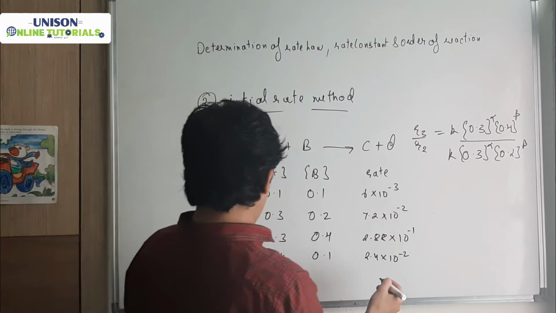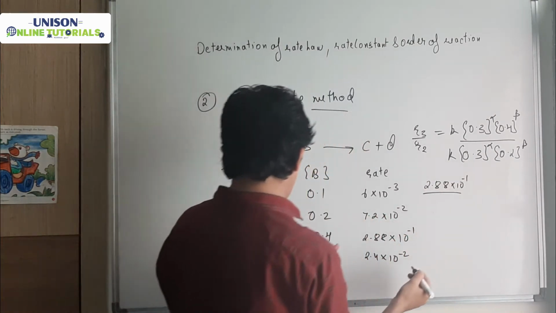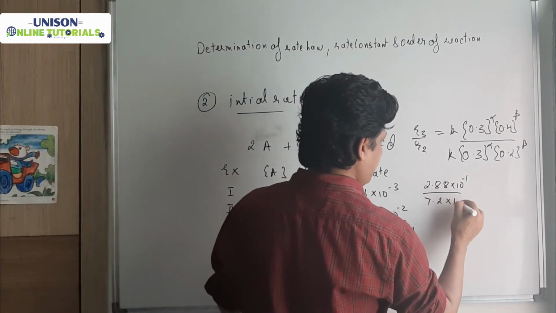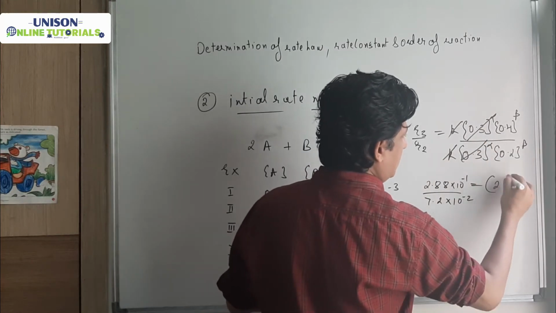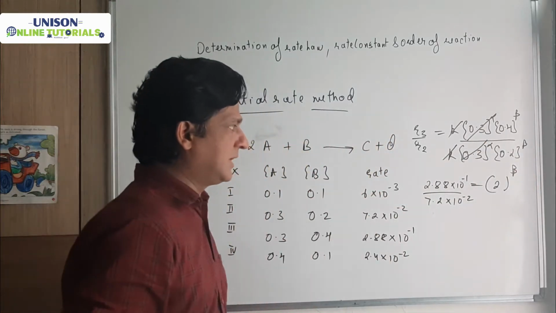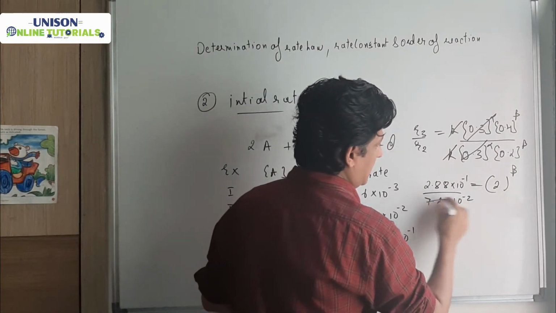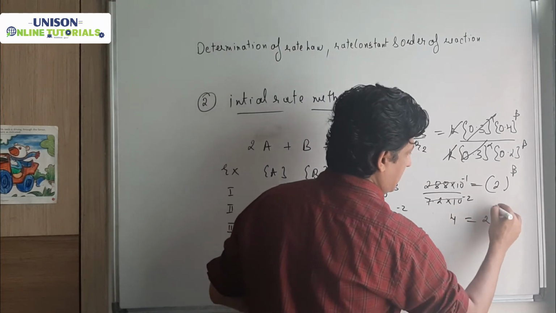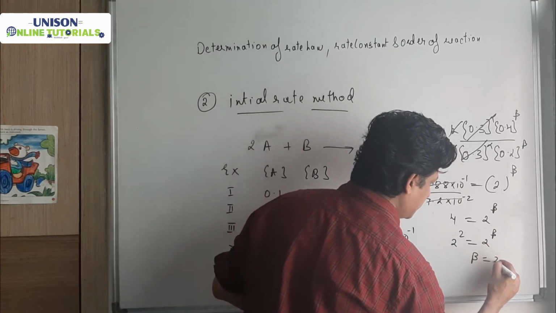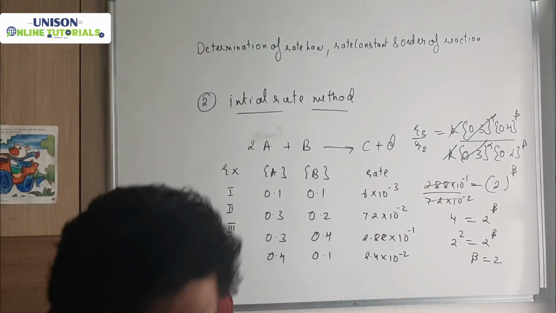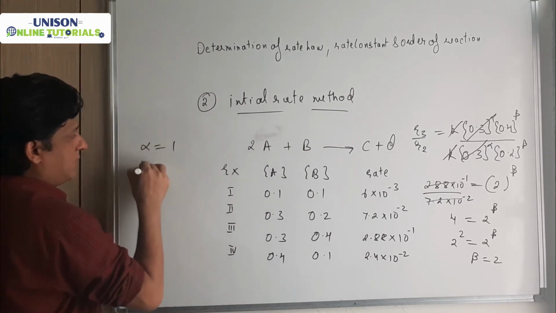Clear? Rate 3 is 2.88 into 10 to the power minus 1 upon 7.2 into 10 to the power minus 2. So this gets cancelled, this gets cancelled. It comes 2 raised to power beta. Clear? Now if we solve this, it is 4. So can I write 2 raised to power 2? 2 raised to power beta. Now beta comes out to be 2. So over here alpha is 1, beta is 2.